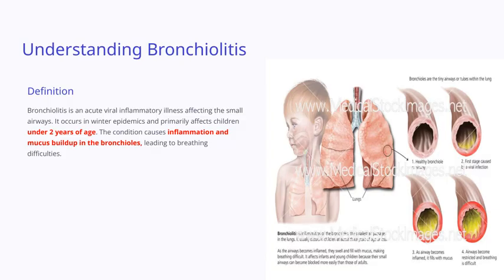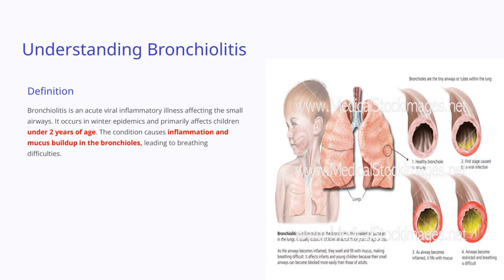Understanding bronchiolitis is crucial because it's a common illness we see, especially in young children. So, let's start with what it actually is. Bronchiolitis is an acute viral inflammatory illness that affects the small airways in the lungs. When I say small airways, I mean the bronchioles, which are the tiniest branches of the airway tree. This condition usually happens during winter epidemics, which is when many respiratory viruses tend to circulate the most. Primarily, bronchiolitis affects children under the age of 2.